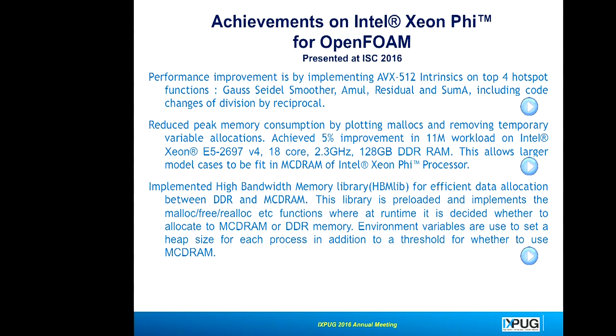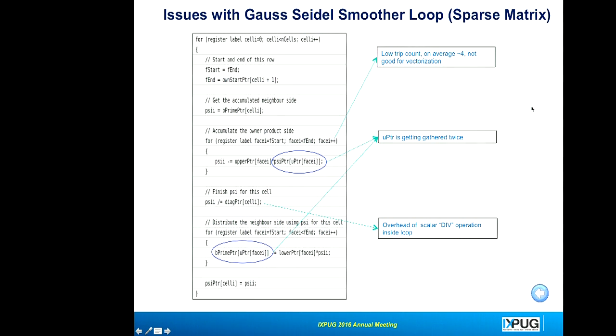OpenFOAM has lots of hotspots. One of the hotspots is the Gauss Seidel smoother, which is a sparse matrix problem. I'll just go there. You can see this is a hotspot which is taking around 17 to 18% in OpenFOAM.